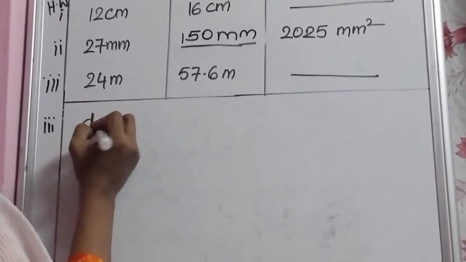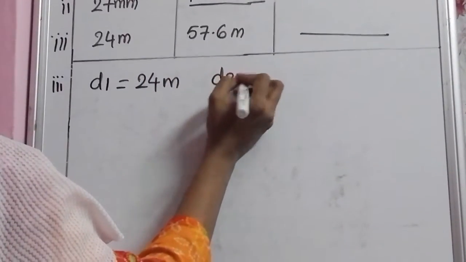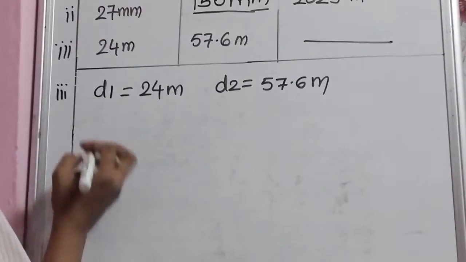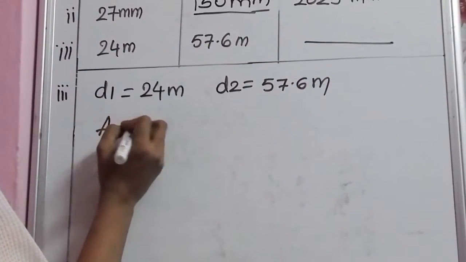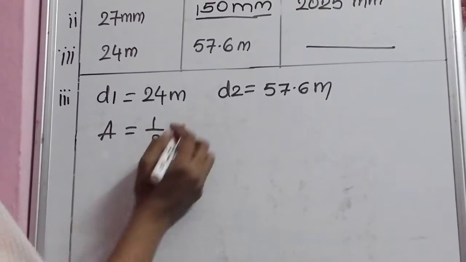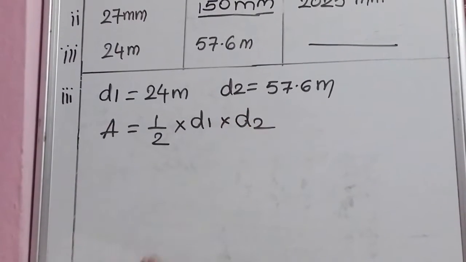Okay. D1 is given as 24 meters. D2 is given as 57.6 meters. So now we have to find out the area. Area of a rhombus is equal to half into product of the diagonals D1 into D2.